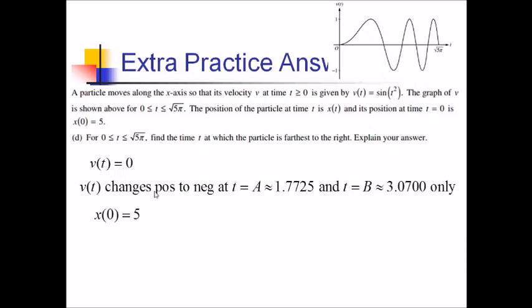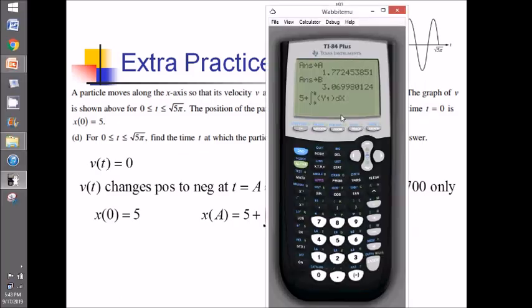Awesome. Let's also do x of a. That's going to be x of 0, which is 5, plus the integral from 0 to a of my velocity function. Calculator time. So doing that on the calculator, I get about 5.895.